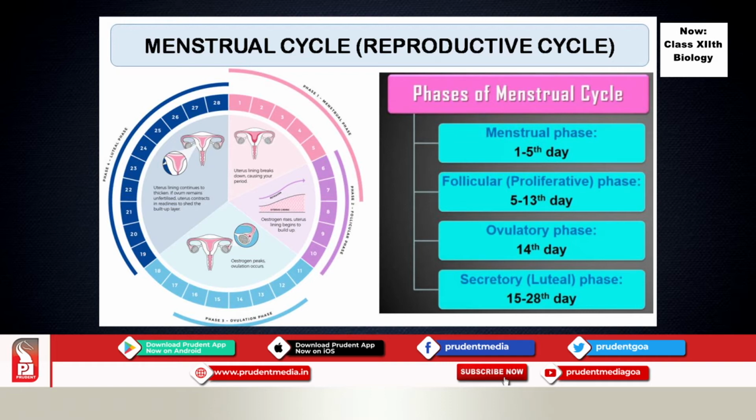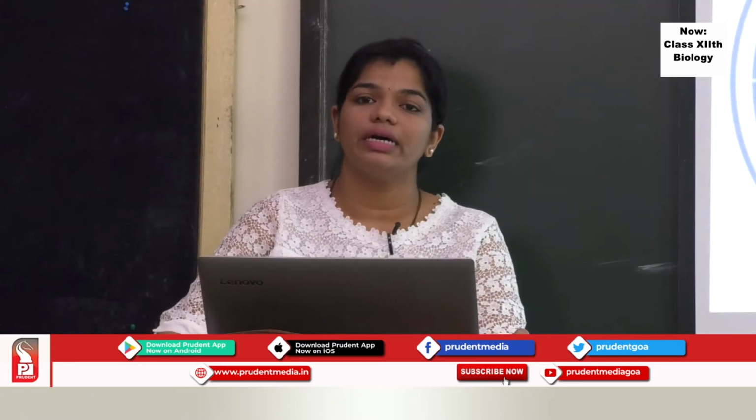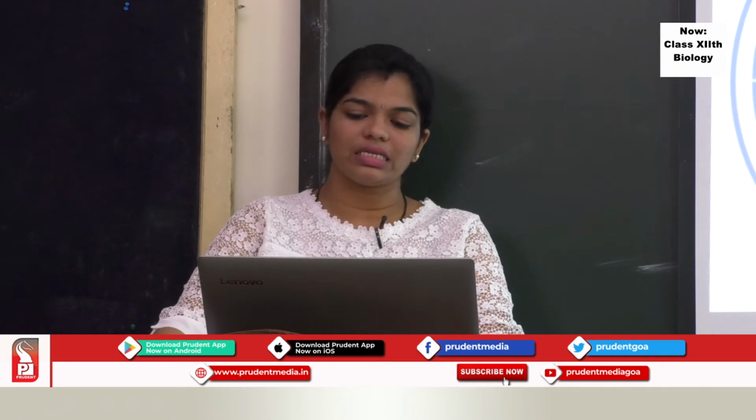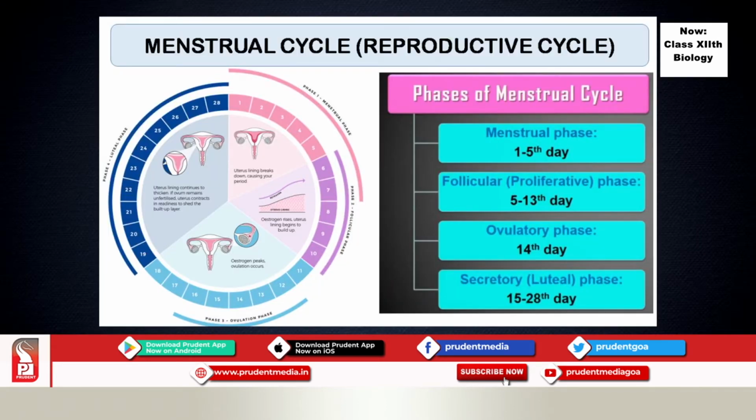Then the ovulatory phase, it's roughly around the 14th day of the cycle, where the estrogen reaches its peak, LH and FSH hormones play a role, and ovulation takes place, where the ovary releases the ovum into the duct. Then last is the secretory phase. It's around the 15th to the 28th day of the cycle. It's also called the luteal phase from the term corpus luteum. The corpus luteum is the remains of the Graafian follicle. We'll come to it a little later.